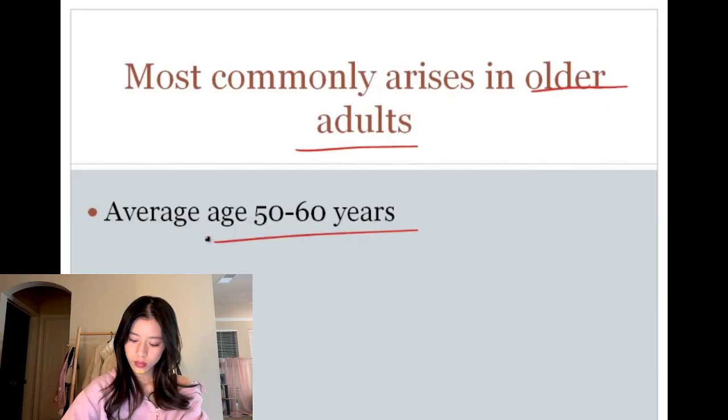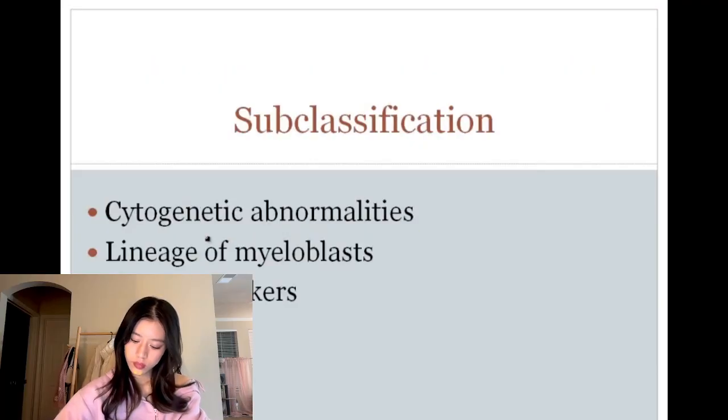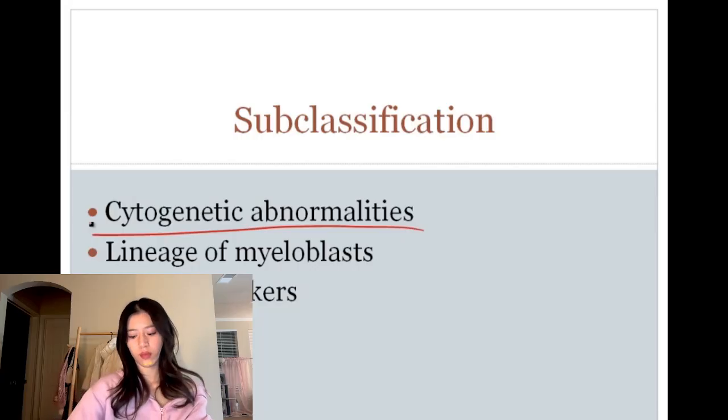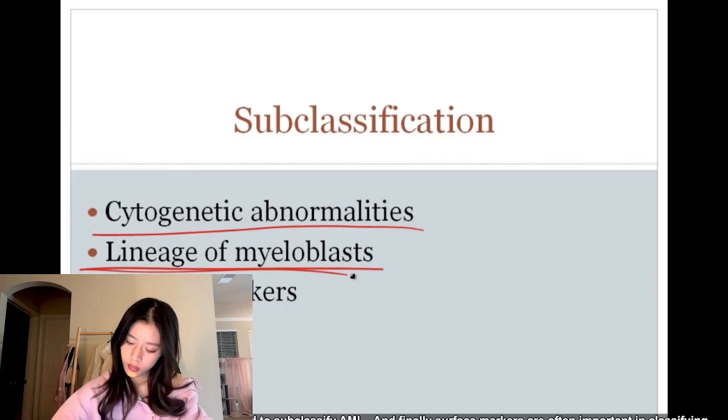The average age is about 55 years, and AML can be subclassified in three ways. One way would be to look at cytogenetic abnormalities, and this is the predominant mechanism by which we subclassify AML. So the first goal in an AML is to try to determine if there is a recurring cytogenetic abnormality. If we can't find a classic cytogenetic abnormality, the lineage of the myeloblast can also be used to subclassify AML. And finally, surface markers are often important in classifying AML as well.